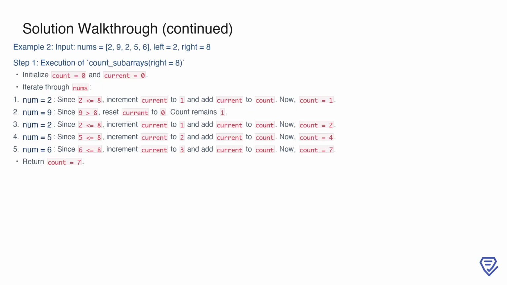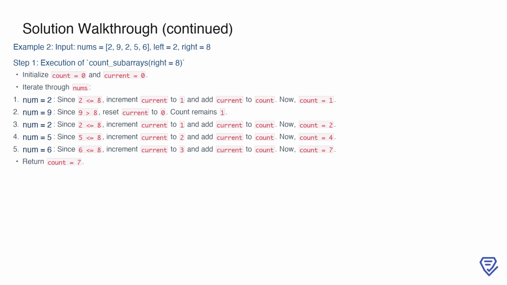For the second example, the input is nums equals [2, 9, 2, 5, 6], with left equals 2 and right equals 8. Starting with count_subarrays(bound = 8), we initialize count and current to 0. As we iterate through the array, numbers less than or equal to 8 increment current, and numbers greater than 8 reset it. Specifically, 2 starts the count at 1, 9 resets current, 2 adds 1 again, 5 increases the count to 4, and 6 brings it to 7. The total count is 7, which is returned from the function.